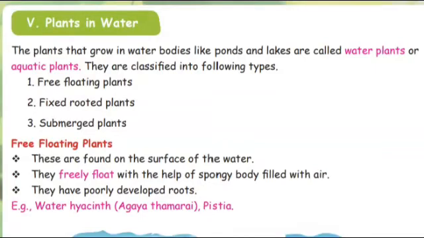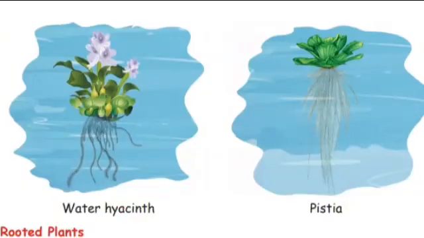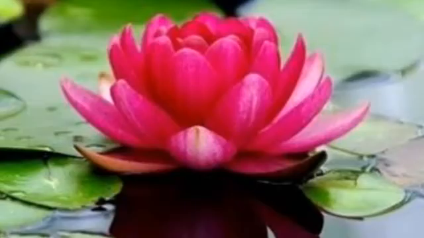First one, free floating plants. These are found on the surface of the water. They freely float with the help of a spongy body filled with air. They have roots but they are poorly developed. Example, water hyacinth, in Tamil ஆகாய தாமரை, and pistia.